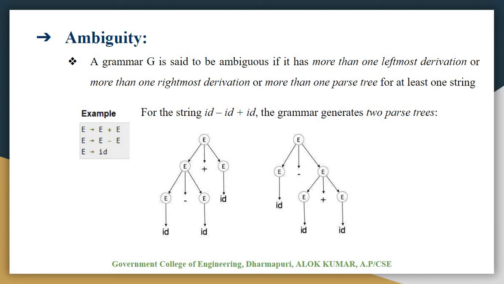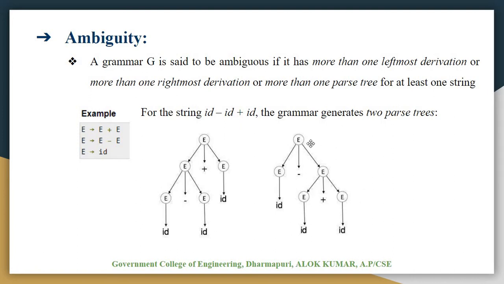Firstly we take E generates E plus E. After that, this E we replace with E minus E. After that this E we replace with ID, and in the next step this E we replace with ID. After that, this E we replace with ID. So here you can see ID minus ID plus ID. This input string we generate from this parse tree. So one parse tree is this one, and another is this one.